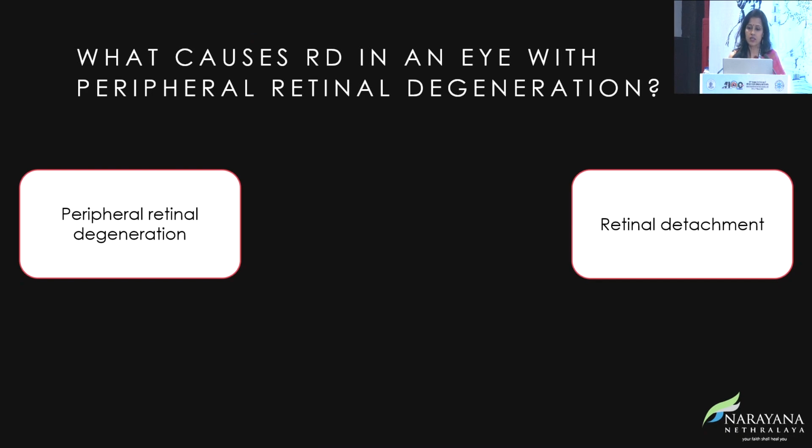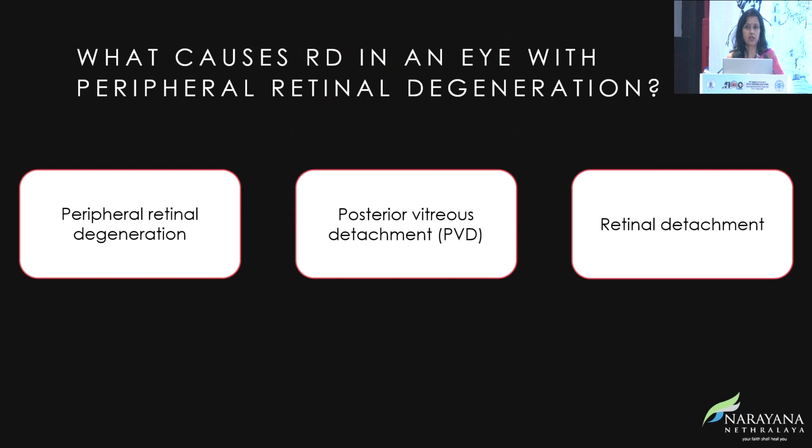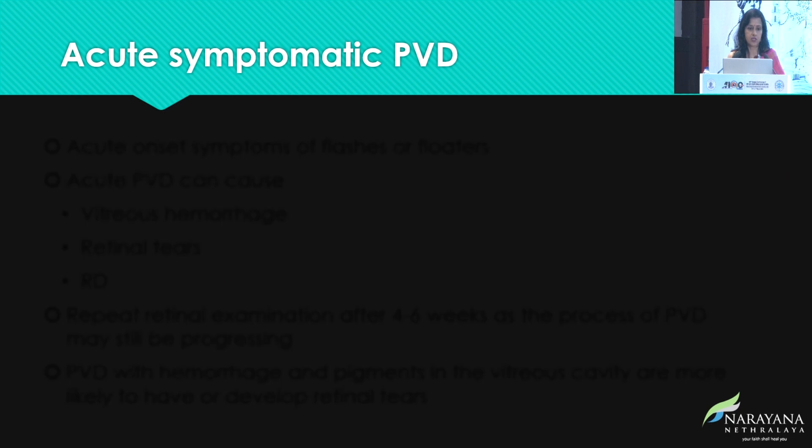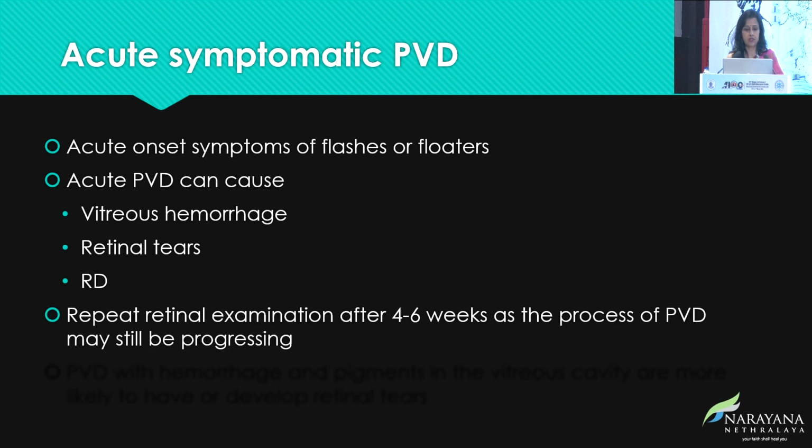So what causes RD? You have peripheral retinal degeneration, you're seeing a retinal detachment. What is the predecessor to this? It is basically a posterior vitreous detachment, especially when the vitreous is attached very tightly to any of these lesions. During the posterior vitreous detachment, which can occur normally, it can pull on these degenerations and give rise to a retinal detachment. So that comes to this symptomatic PVD that patients come to you with. They say flashes or floaters. They can also see vitreous hemorrhage. You can see tears or even a retinal detachment very early in the course.